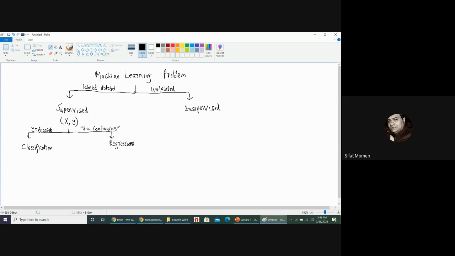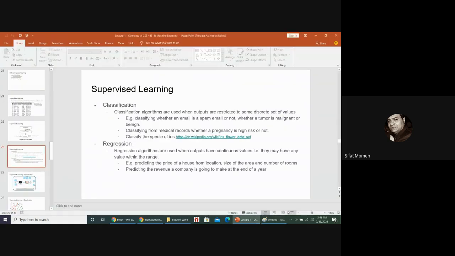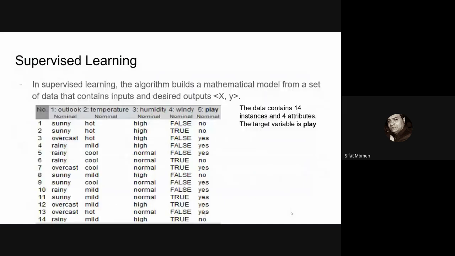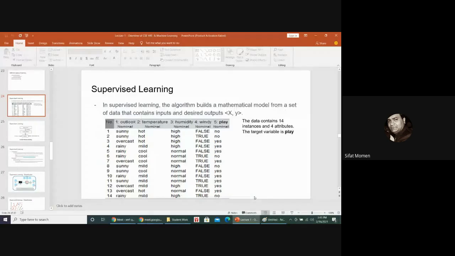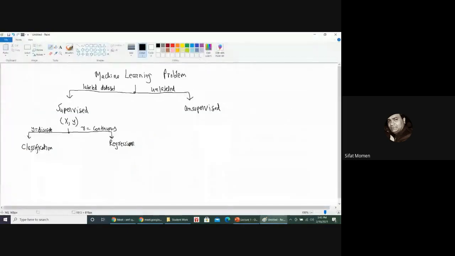Okay, right? Let's try to understand this one a bit. Look at this example of whether John is going to play golf or not. Which one is y? Play. Is it a discrete or a continuous variable? Discrete, because the values are no or yes. Clear? So it's discrete, and if it's discrete, is it a classification or regression problem? Classification. It is a classification problem.